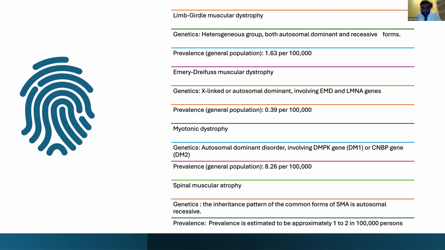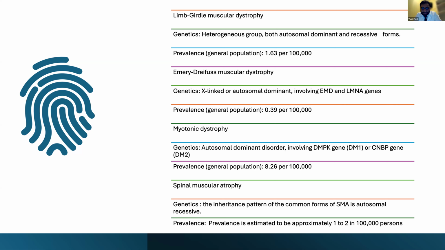Emery-Dreifuss muscular dystrophy. So it is an X-linked or autosomal dominant mutation, and the genes involved are EMD and LMNA genes. So the prevalence is roughly around 0.39 per 1 lakh people. Next is myotonic dystrophy. Autosomal dominant mutation is seen in this kind of disease. And DMPK gene is seen in type 1 dystrophy, and CNBP gene is involved in type 2 myotonic dystrophy. Prevalence is roughly around 8.26 per 1 lakh people.